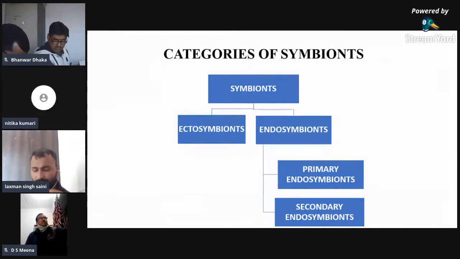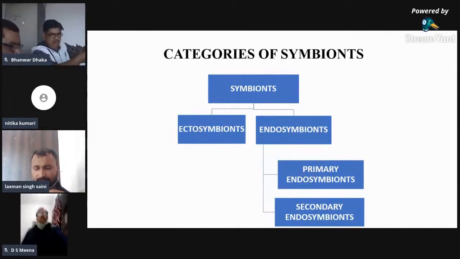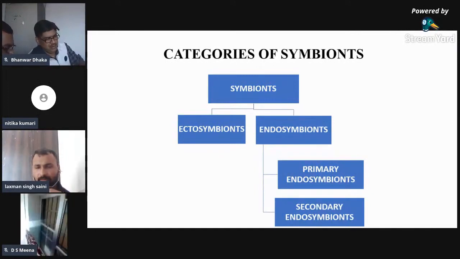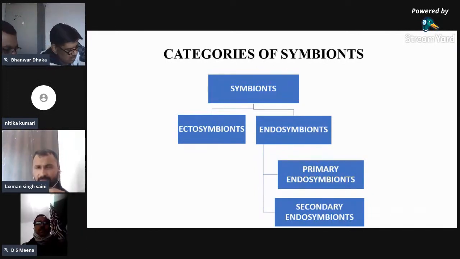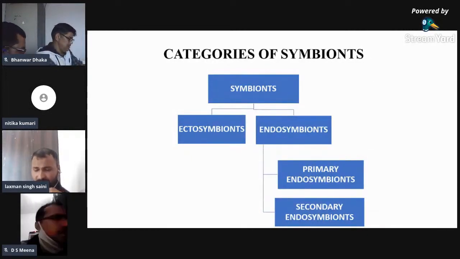Secondary endosymbionts are not necessary for host growth and development, but their presence increases the fitness of the host. They are not enclosed in specialized structures. They are facultative in nature and show horizontal transmission, meaning transmission among individuals of the same species.